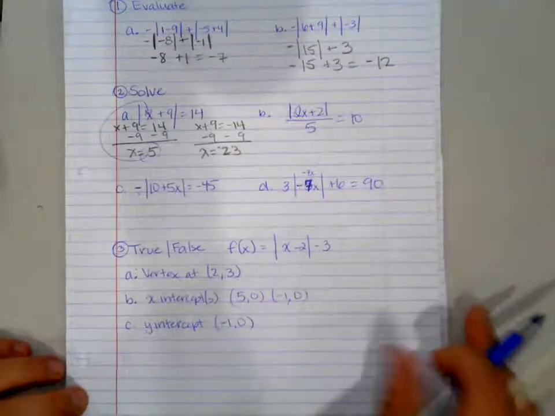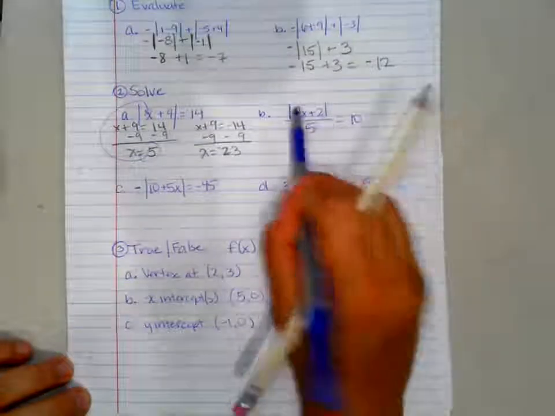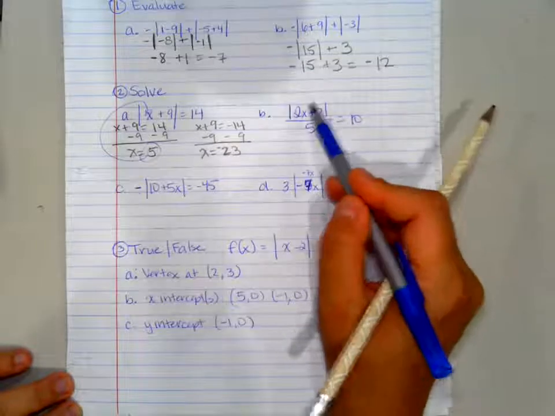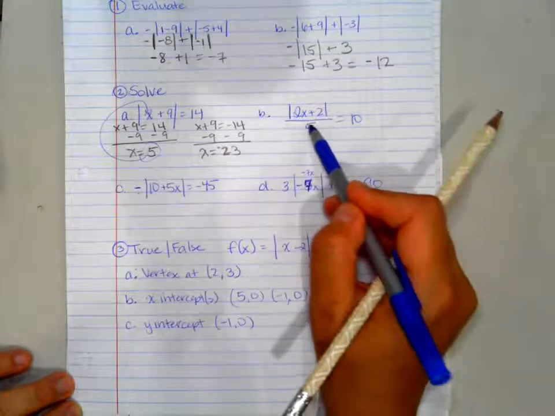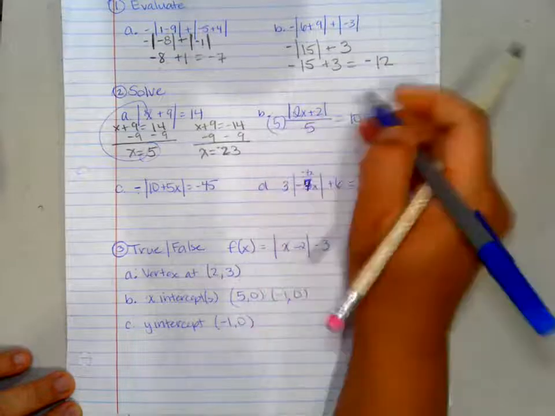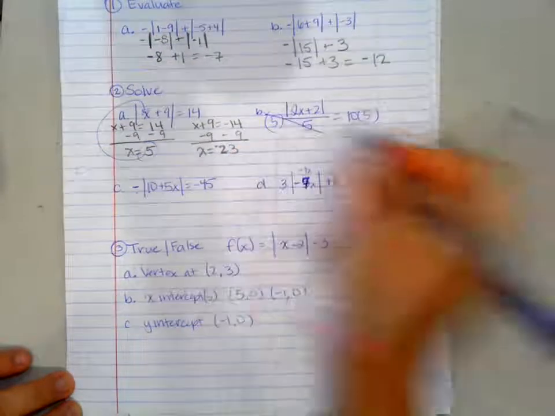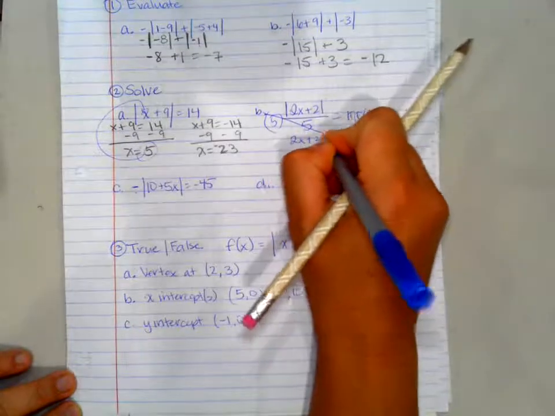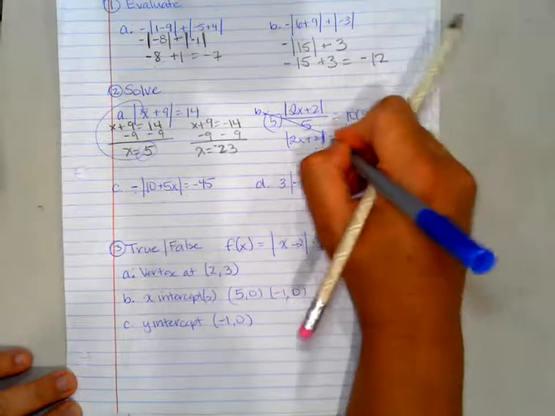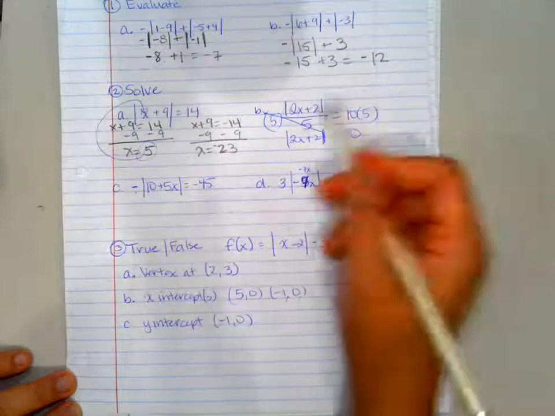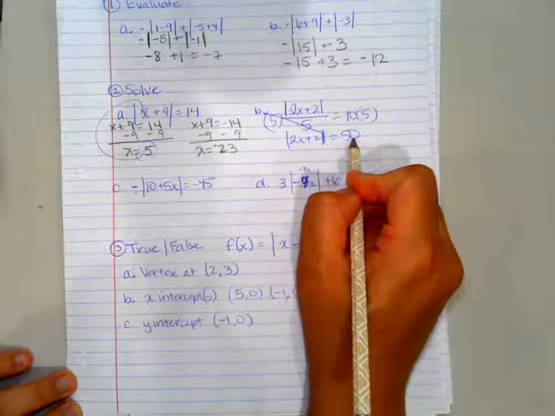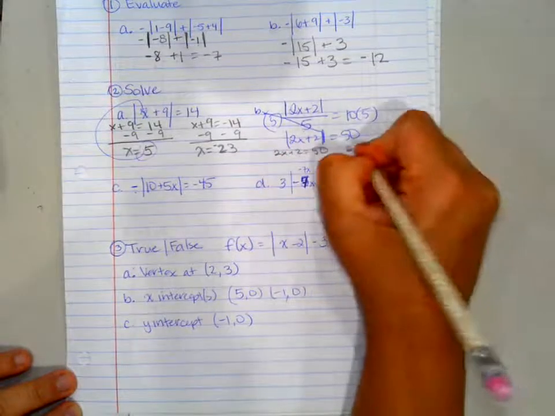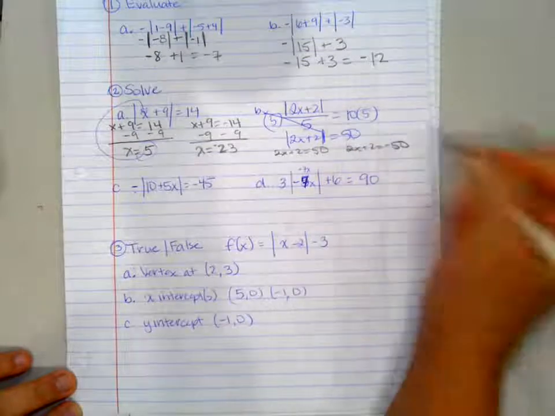Okay? Let's do B. The absolute value is not by itself first. You have to deal with that 5. Okay, and so this is like something over 5. So to get rid of that, we're going to multiply both sides by 5 because that's going to get rid of that. And we get the absolute value of 2x plus 2 equals 50. And now that we're here, we can set up our two equations. 2x plus 2 equals 50. 2x plus 2 equals negative 50.